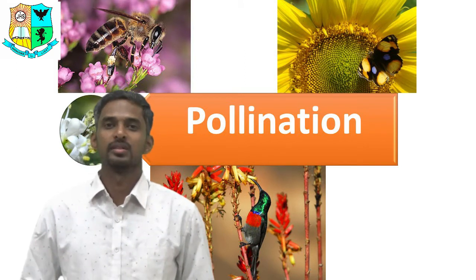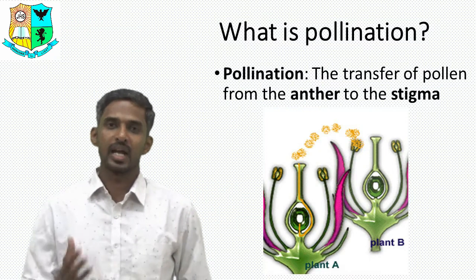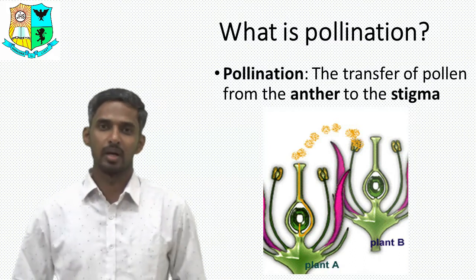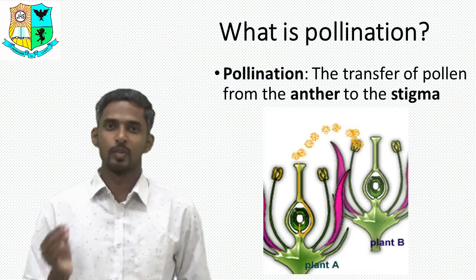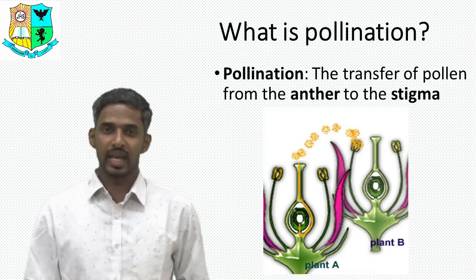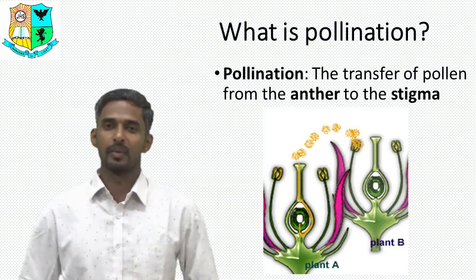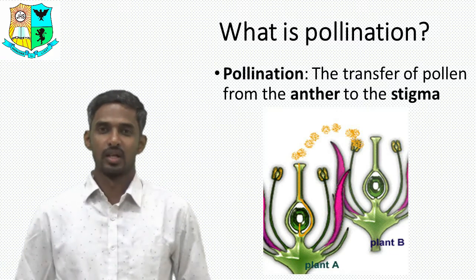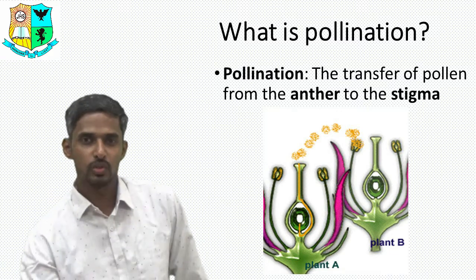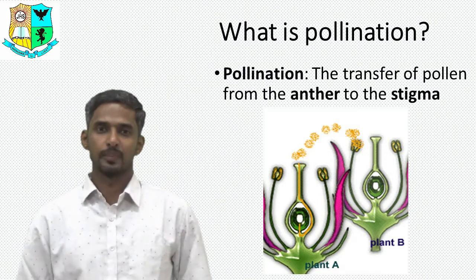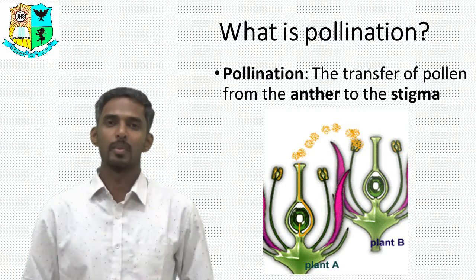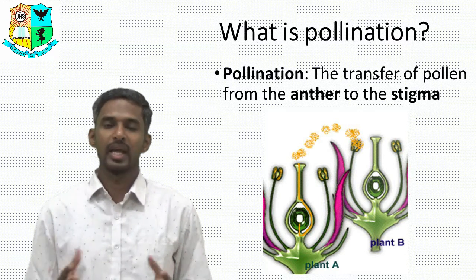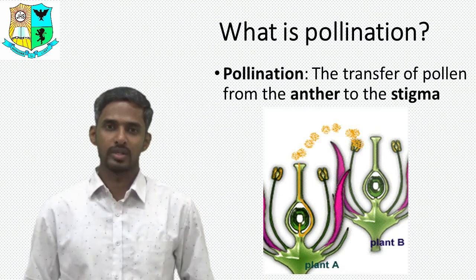Now what is pollination? Pollination is nothing but transfer of pollen grain from the anther onto the stigma. That means we are transferring pollen grain which is produced in the anther onto the stigma, which will eventually reach the egg. Now before we go further into the concept of pollination, let us recall to our memory the floral reproductive organs, that is male and female floral reproductive organs.